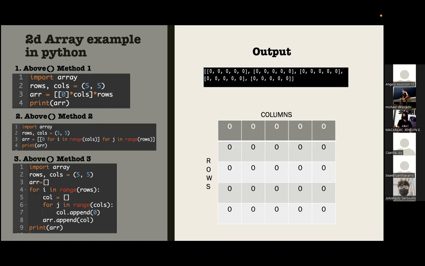And here in the third, above method 3, we import array again and put rows and columns of 5 and 5, then R equals square bracket by square bracket, for I in range rows, column, and for J in range columns, append 0, and then print R.